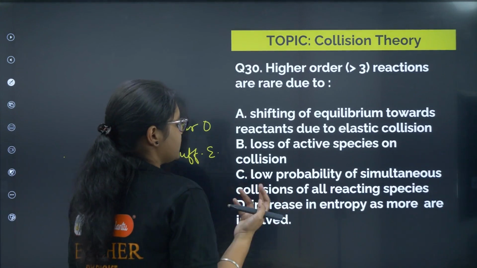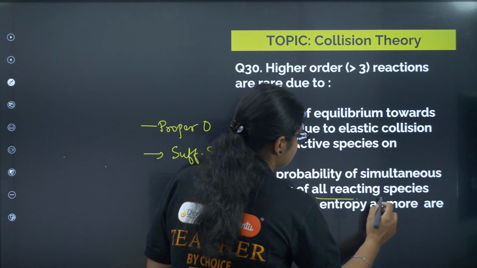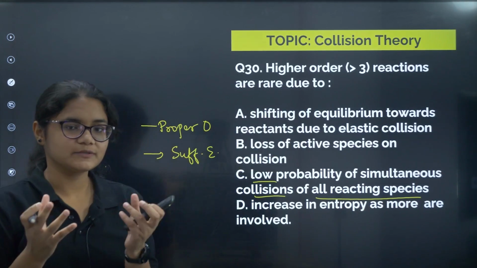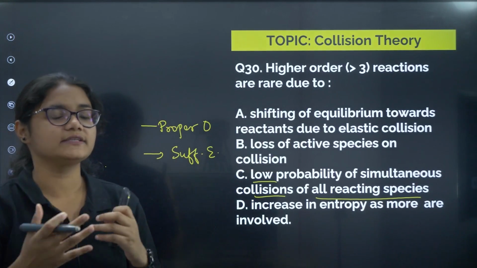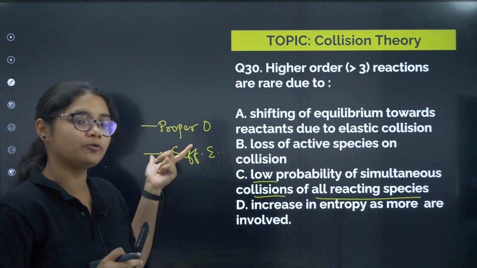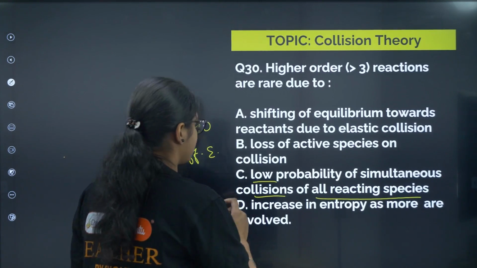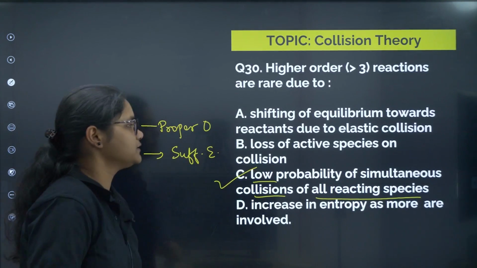Okay, so higher order reactions are rare due to low probability of simultaneous collisions of all the reacting species. So when two species are there, they can react, but when we increase the number of species, it is a very rare chance that they all collide with proper orientation and also have the sufficient kinetic energy. So that is why the correct answer for this question is option C.